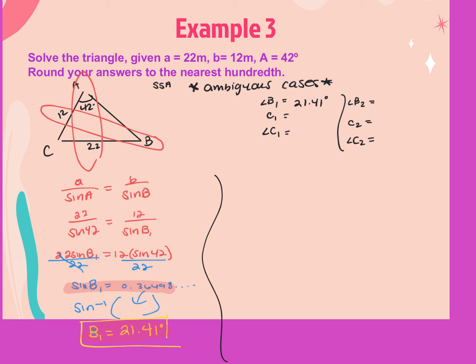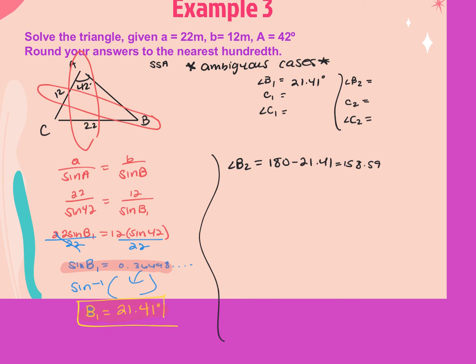I haven't finished triangle 1, but I'm going to remind myself that I think there could be a second triangle here. So I'm going to immediately say if there is a B1, then B2 would be 180 minus that. So 180 minus 21.41 is 158.59. 180 minus what you find.